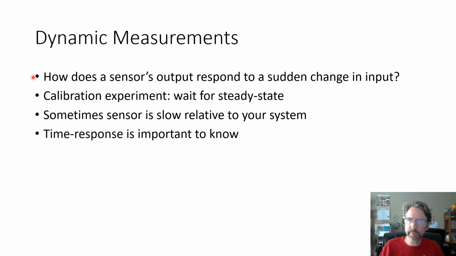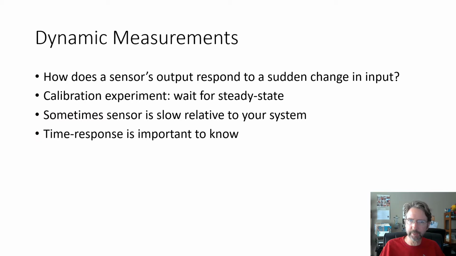So if we instantaneously change the input to the sensor, does the output change instantaneously? In things like calibration experiments that we've seen already, we generally just wait long enough for a steady state answer. So that's one option, if you can do it, is to just be patient until everything comes to a steady state. But sometimes the sensor is slow relative to the system that you're trying to measure, or the time that you need the information.